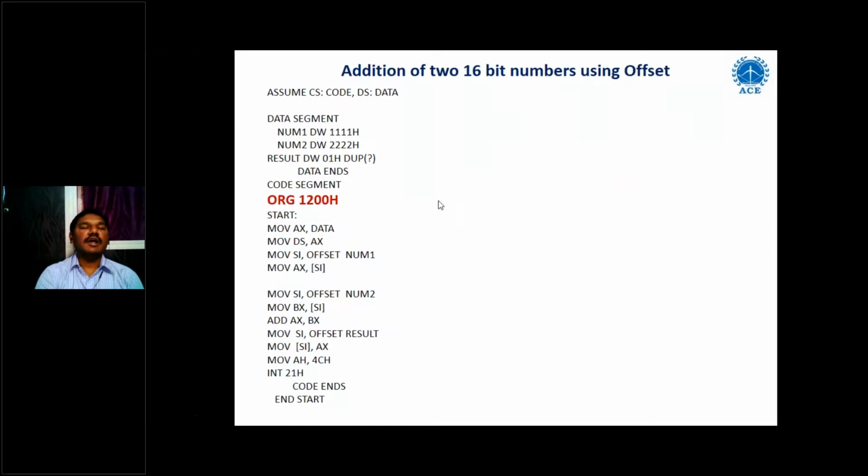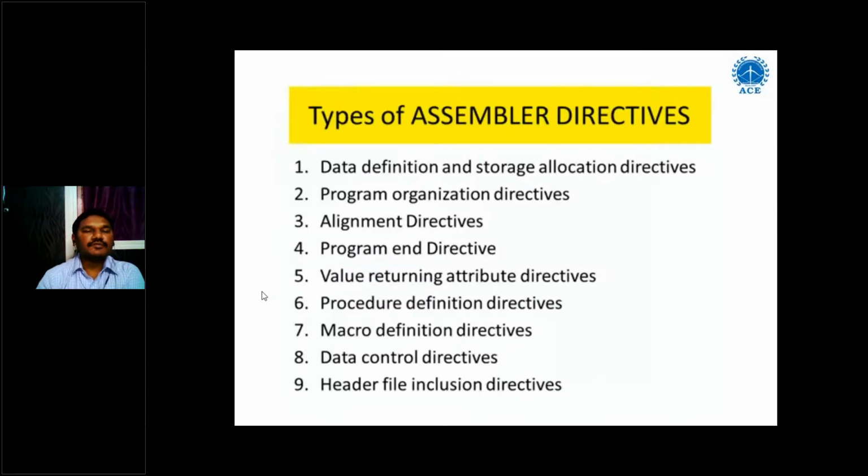ORG address. See here, after the code segment, I have written ORG 1200H. It means the code segment starts at 1200. This is a known memory location. If you don't want to start with this memory location of 1200, then by default it will internally take some address location of the code segment, because programs are stored in this memory location.